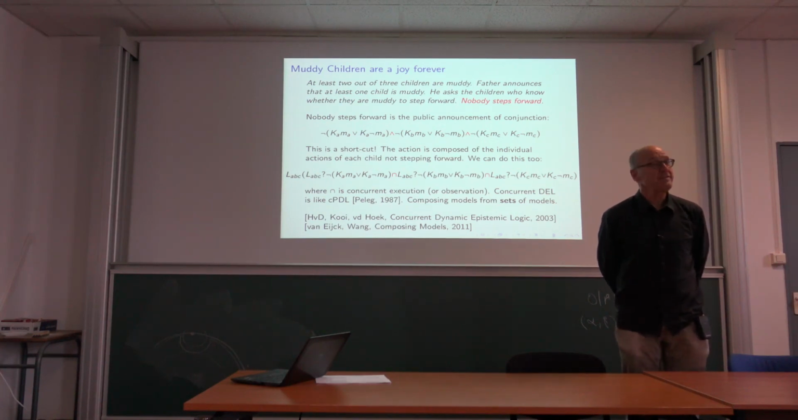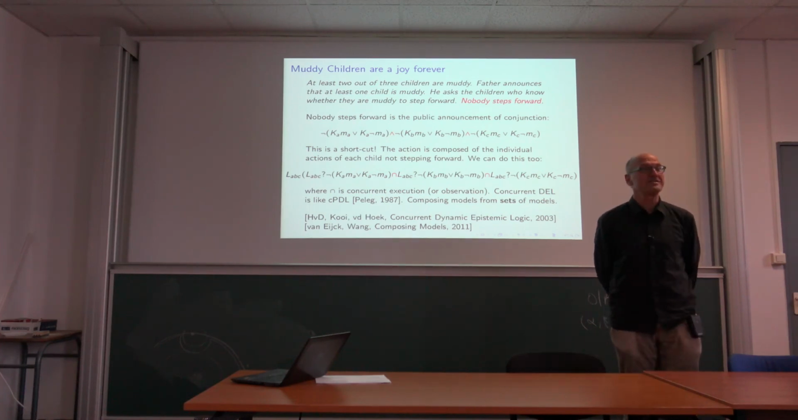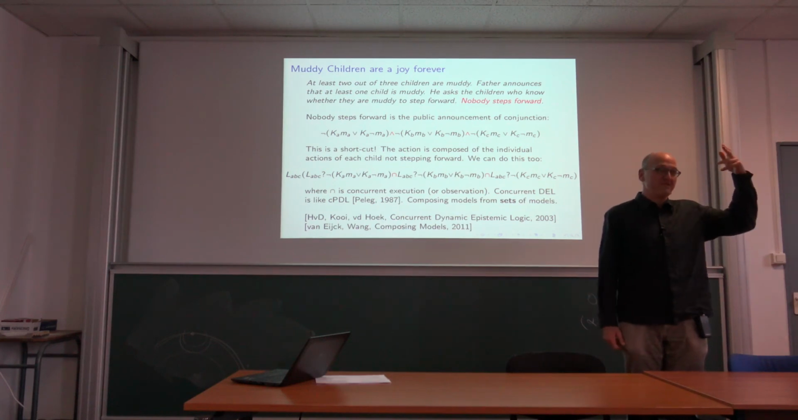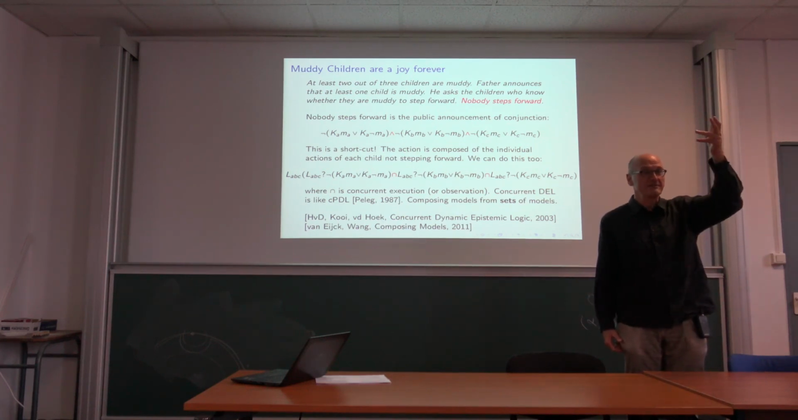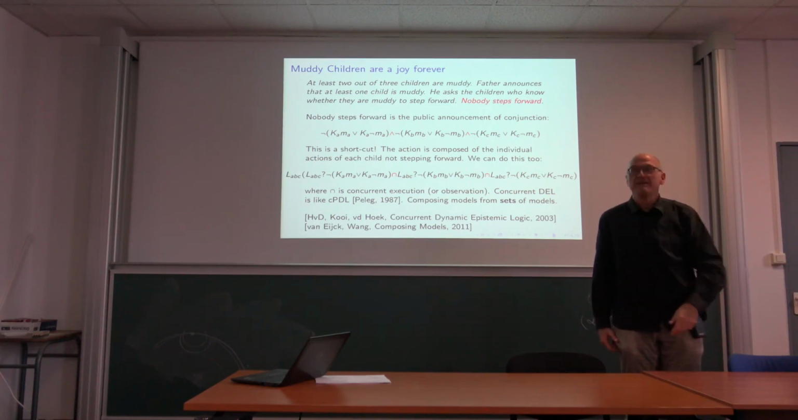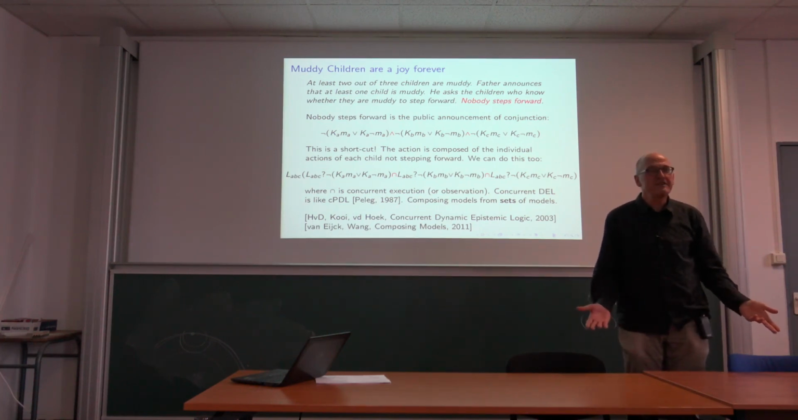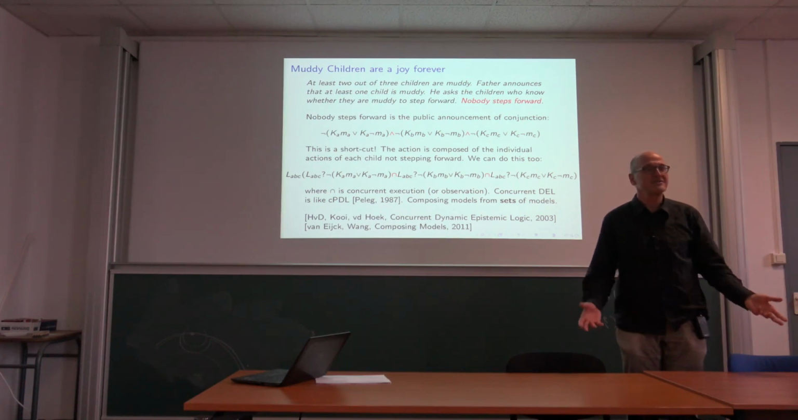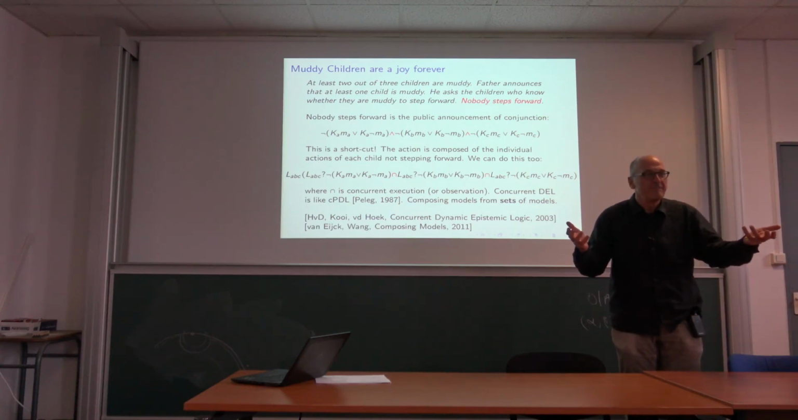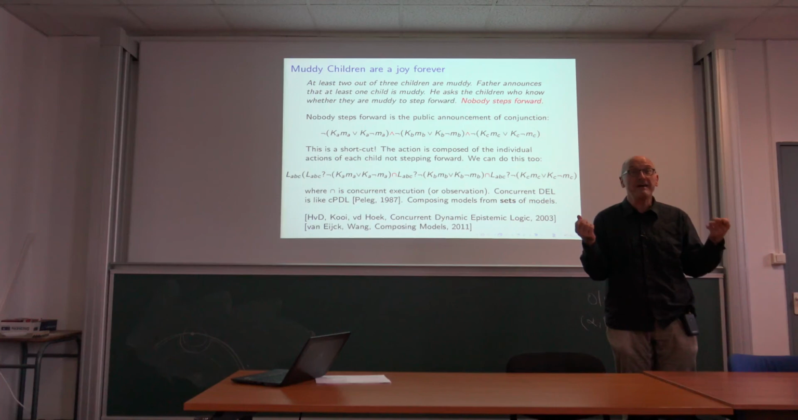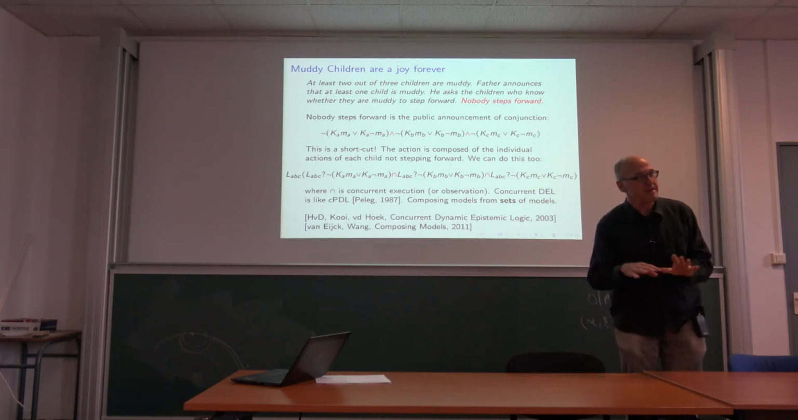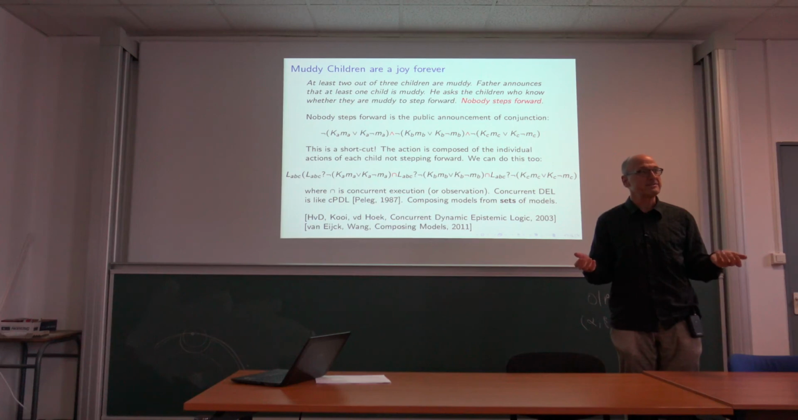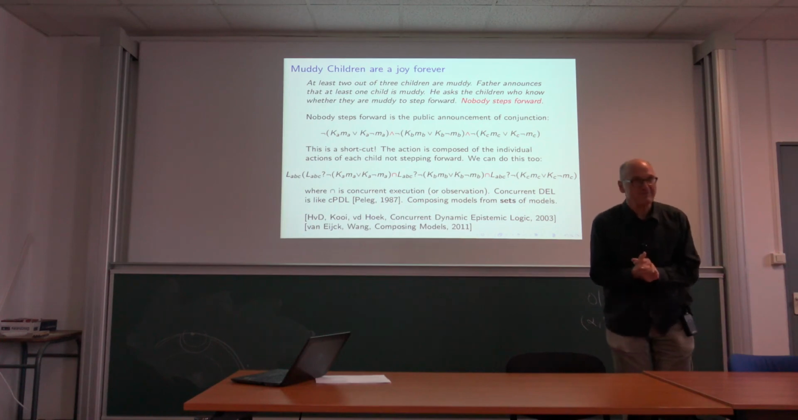In the standard analysis, this is modeled as the conjunction of 3 preconditions standing for 1 doesn't know whether he's muddy, 2 doesn't know whether he's muddy, and 3 doesn't know whether she's muddy. But why should this be a conjunction? It's a concurrent action. Because they concurrently do not step forward, and that defines the action. So we need more detailed, more fine-grained analysis of even such very basic phenomena in an epistemic logic that involve concurrency. Okay, thank you. That was my talk.